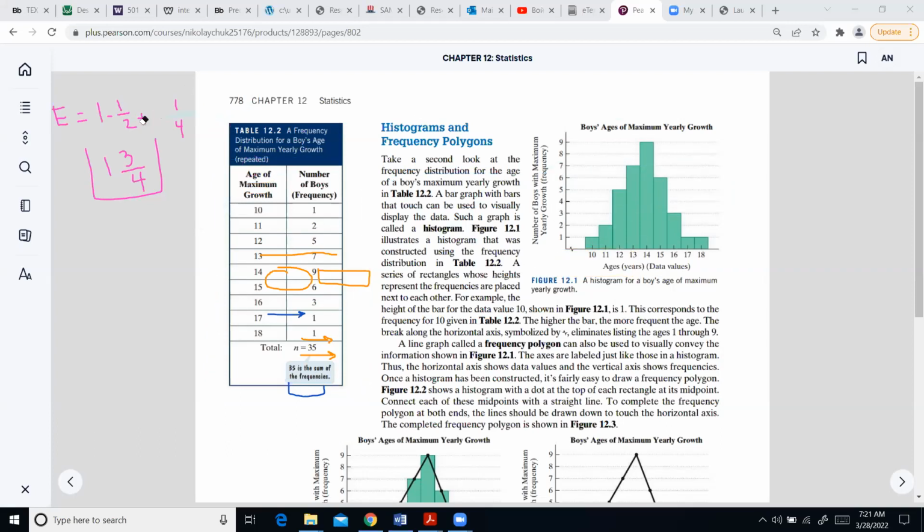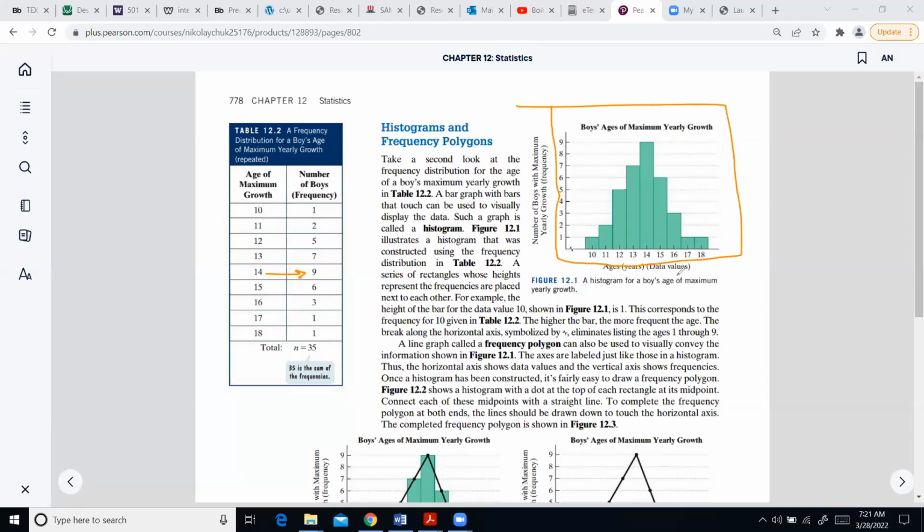They went back to the same exact table, looking like the one they had at the beginning of this section with these boys and their ages. Remember, 14-year-olds were presented as the largest frequency. And then they put this as bars into a bar graph that they also gave a special name. In statistics, they say it's a histogram.